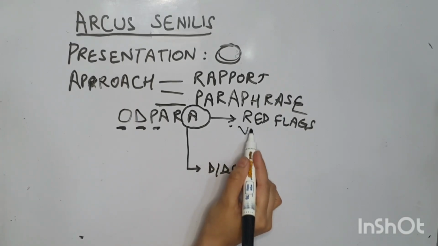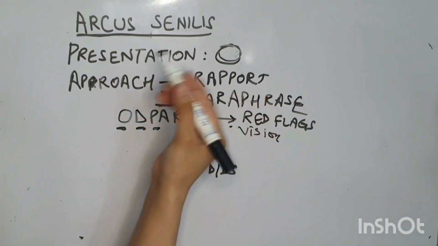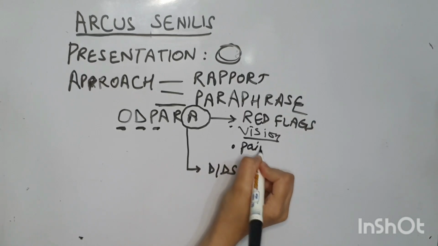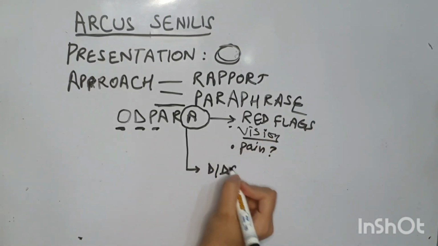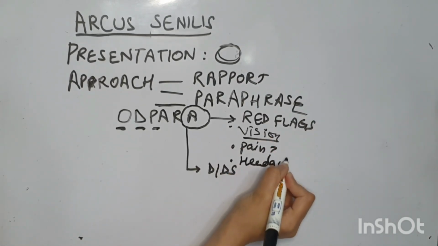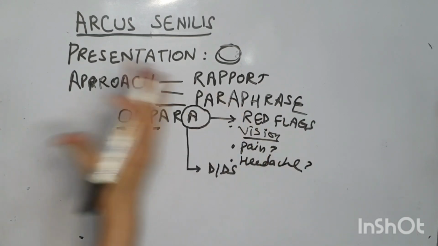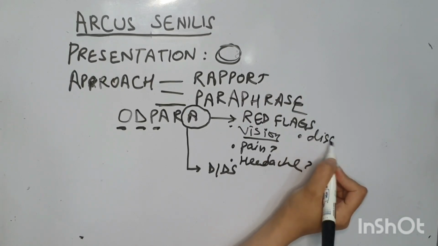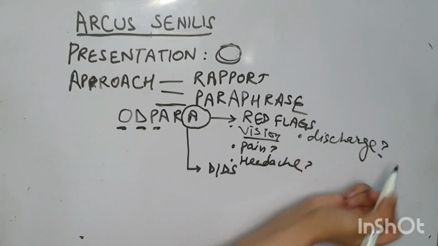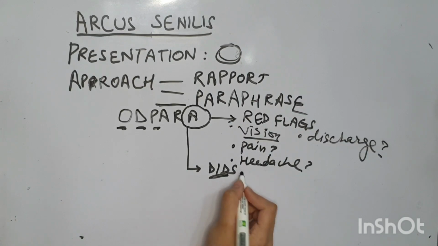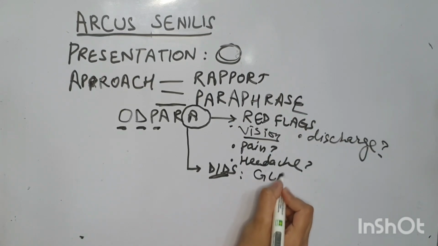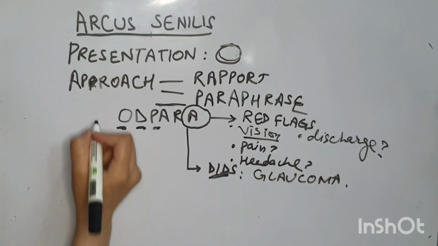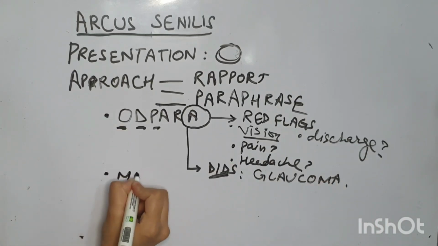How are you going to ask about the red flags? You have to ask about vision. You have to ask which eye, either both of them or just one of them. You have to ask about any eye pain, any headache. These are things that you need to ask in all the eye scenarios. You can also ask about any eye discharge. Now comes the DD part. The most important DD here is glaucoma, and for that you will ask about night vision.